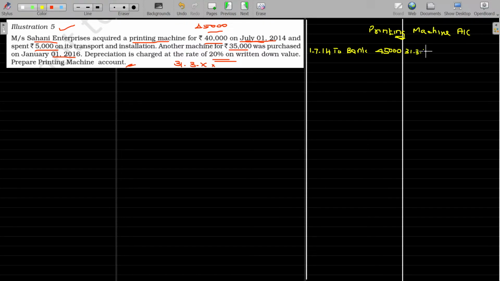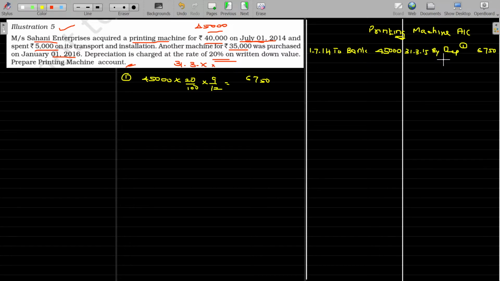31st March 2015, I have to provide depreciation, by depreciation. The depreciation here being 45,000 and applicable rate of depreciation here being 20%. Number of months eligible for depreciation being from the date of purchase 1st July to 31st March, we have 9 months, so you have to calculate the depreciation for the 9 months. This value being 6,750. Am I right?